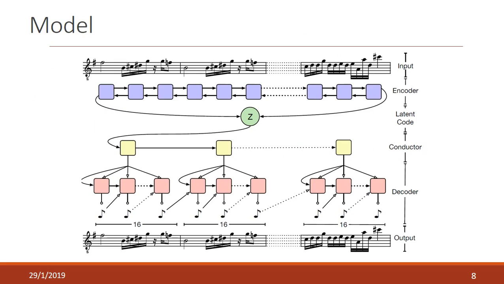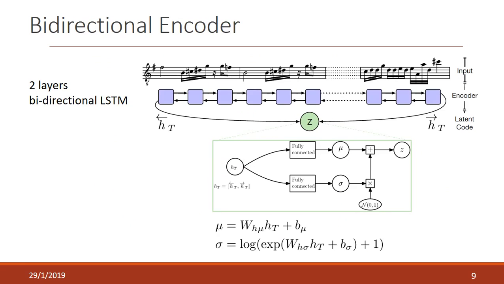The proposed model contains an encoder to learn one latent vector for the input, a conductor to generate initial states for each subsequence, and a decoder to reconstruct the output. The encoder is a bidirectional LSTM to compress the long-term structure of the input to a single latent vector. In the encoder, we can use a bidirectional LSTM, but we cannot do that in the decoder.